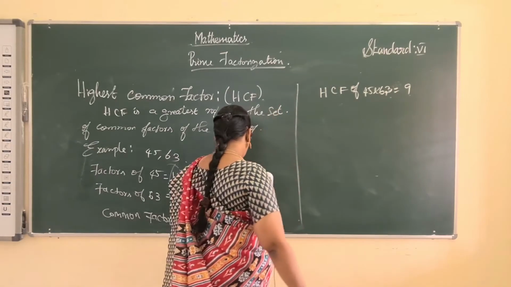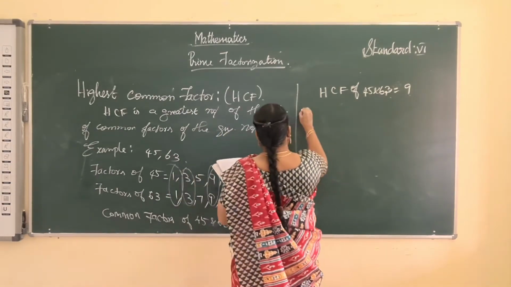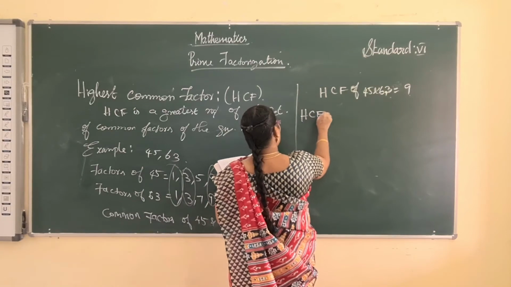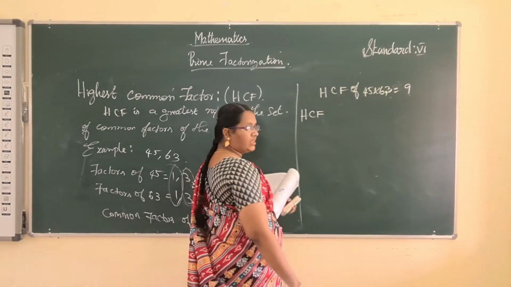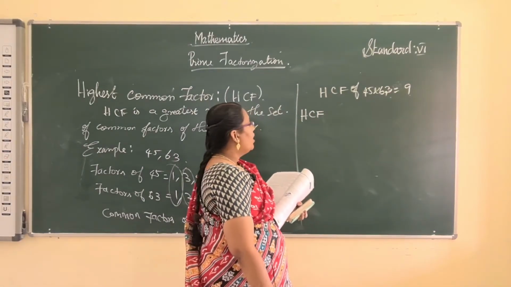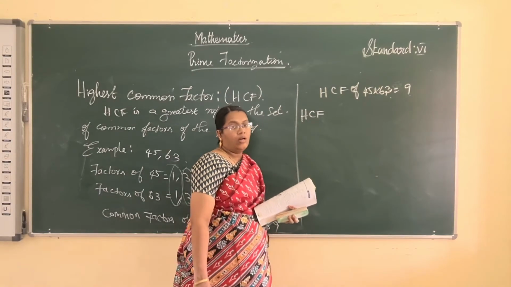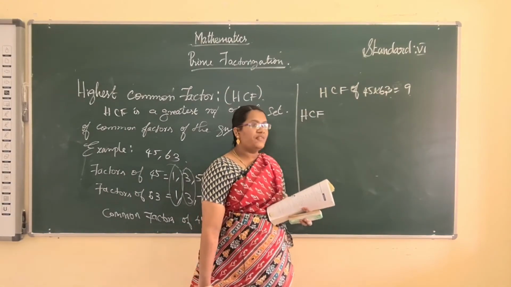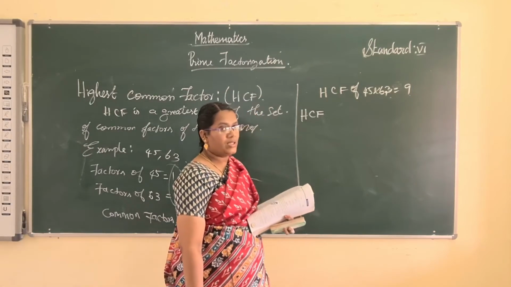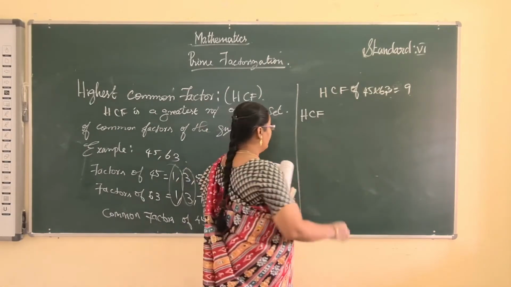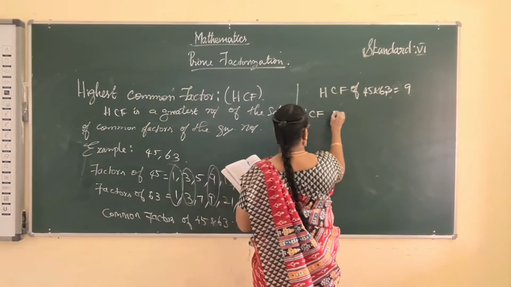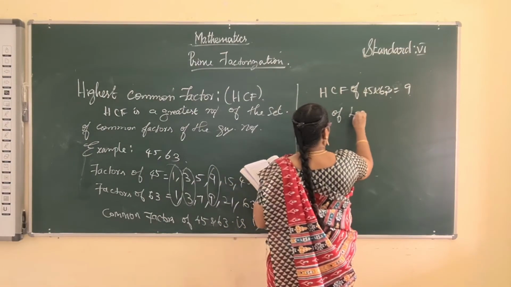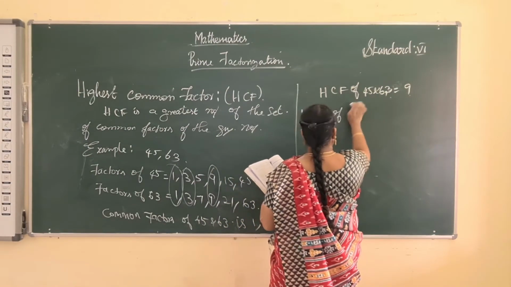And next, there are two methods. One is finding the HCF using the prime factorization method. Another one is the long division method. First one, prime factorization.